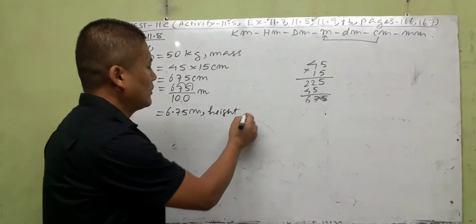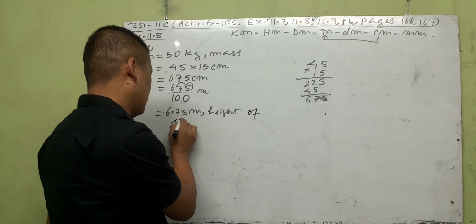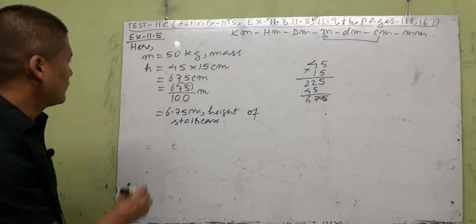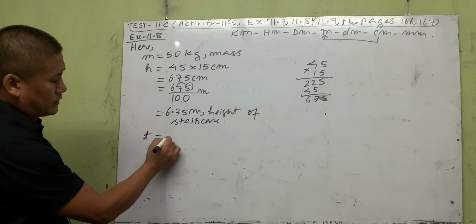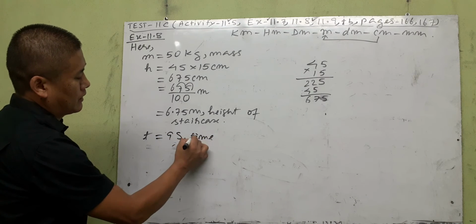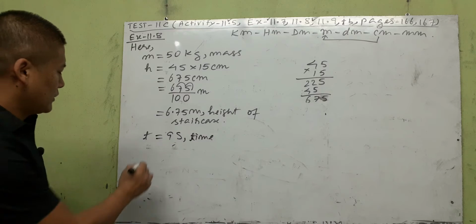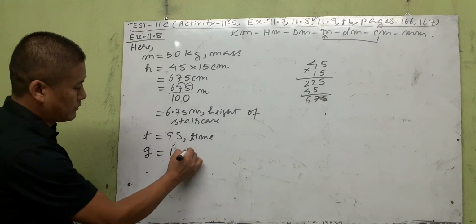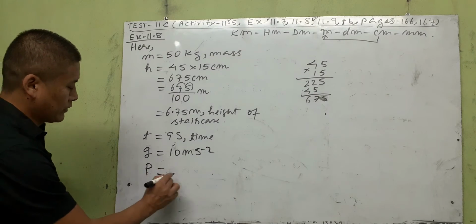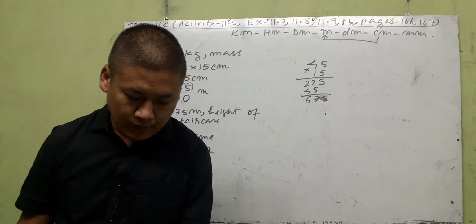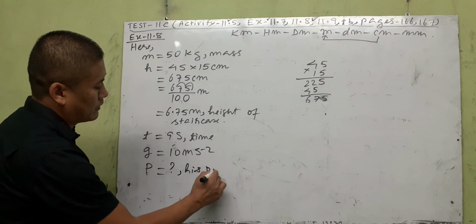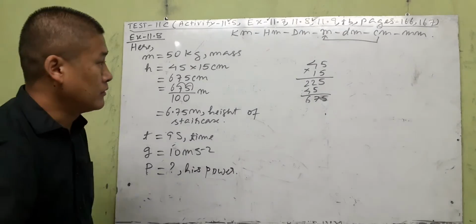Height of the staircase, or height climbed. Then the time he took to climb this 6.75 meter is, according to the question, 9 seconds. That's fine. Time is already in SI unit. The question is saying use g as 10 meter per second square. So that's fine. Now the power developed by the boy is what the question is asking. Find his power, yes. So the question mark is his power, the boy's power.